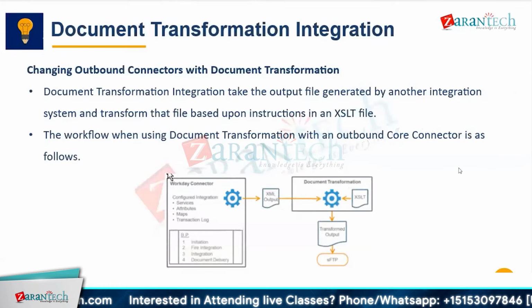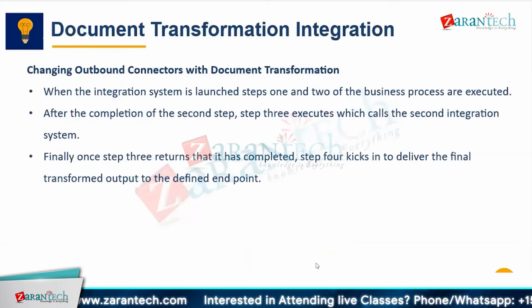So what it will do, if you see a bird's-eye view, is that the Workday connector will provide the information as an XML output to this document transformation, which we have configured in the business process. And this document transformation has an XSLT, and it transforms the data as per the output. The SFTP might be the output. The only thing is we do not have an SFTP location configured with the TMS tenant. It is limited, so we just tried one of the dummy SFTP outputs. And it's all done with the business process.